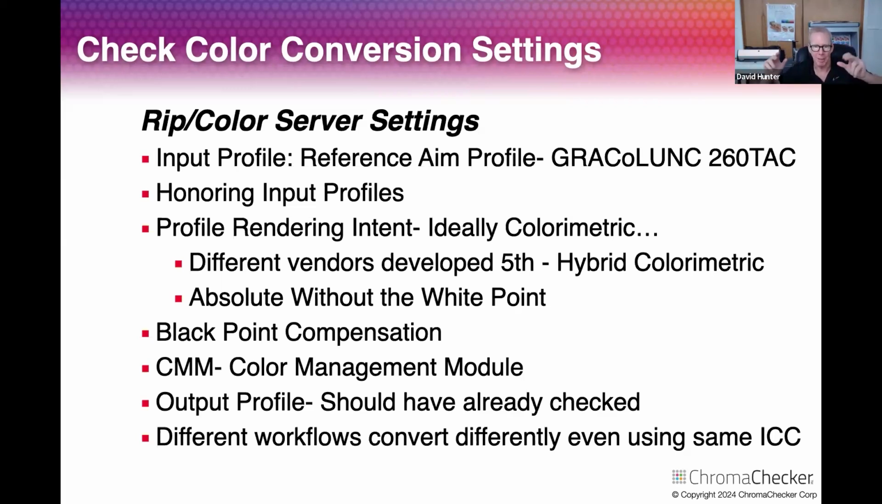Ideally, you need a hybrid colorimetric, different where it's absolute without the white point. There's no industry standard on how this is invoked within the color server. It's kind of like people's special sauce. GMG has their own hybrid colorimetric. Allwyn has their own hybrid colorimetric. They're designed to kind of do the same thing, but they don't necessarily do the same thing because there is no standard on this. But again, this is part of the challenge when you're trying to match multiple printers in multiple locations. It becomes much easier if you do use the same server or the same RIP between different printers.